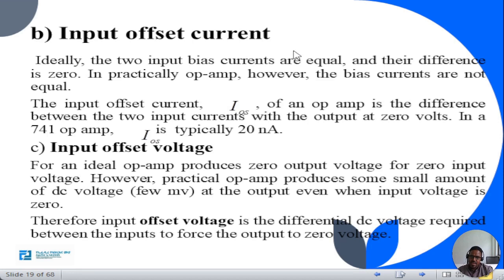That is the input offset current. Input offset voltage, the third parameter: an ideal op-amp produces 0 output voltage for 0 input voltage. However, a practical op-amp produces some small amount of DC voltage, a few millivolts or microvolts, as output even when the input voltage is 0. Therefore, input offset voltage is the differential DC voltage required between the inputs to force the output to 0 volt. So again, without any applied input voltage, we can get some microvolts or millivolts at the input, which is the voltage difference between V1 and V2.